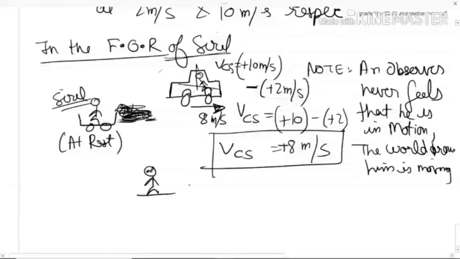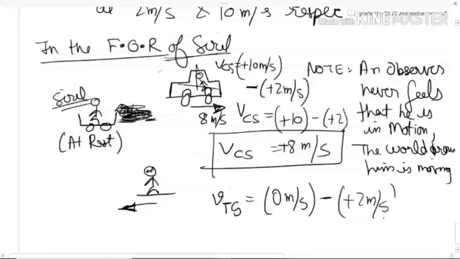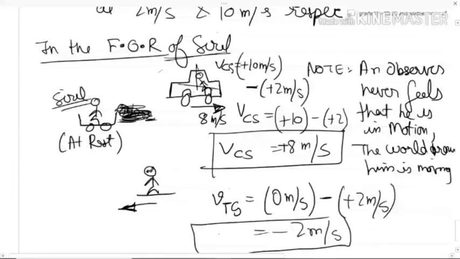How will you observe Tanish, Cyril? He will be moving 2 meters in the negative direction. Very good. So basically, how exactly will this thing happen? Velocity of Tanish with respect to Cyril will be equal to 0 meters per second minus plus 2 meters per second. So can you see from here, minus 2 meters per second? You'll be seeing him moving 2 meters per second in the backward direction. So can you see velocity of Tanish with respect to Cyril this much?